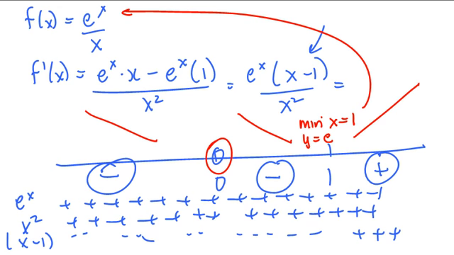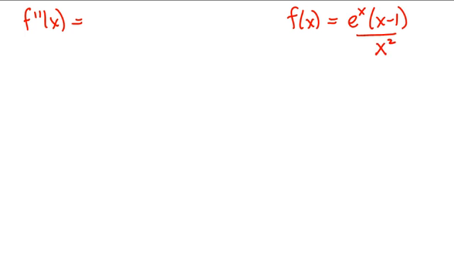So the next step is to figure out the second derivative. And the second derivative is equal to, let's put the first derivative on here again. That's the first derivative. So we're going to have to take the derivative of the top. And notice the top is a product rule. So I'm just going to do this on the side.